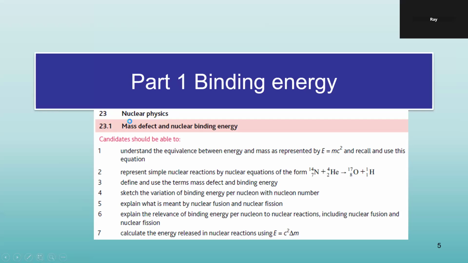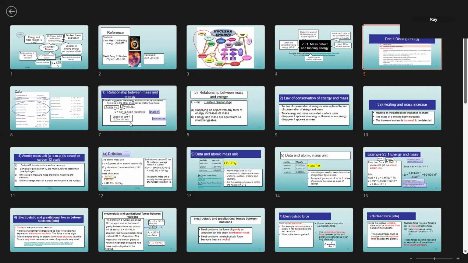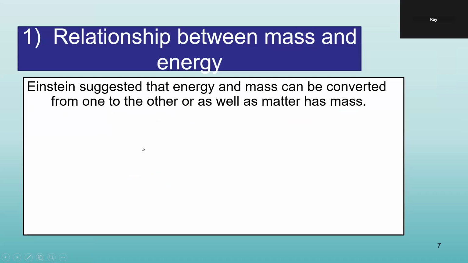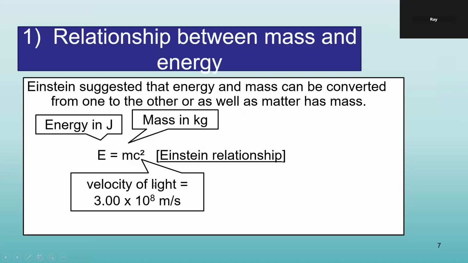The key formula is this one, E equals mc squared, where if the mass disappears, it appears as energy. E is energy, m is the mass in kilograms, and c is the speed of light. This is Einstein's relation.